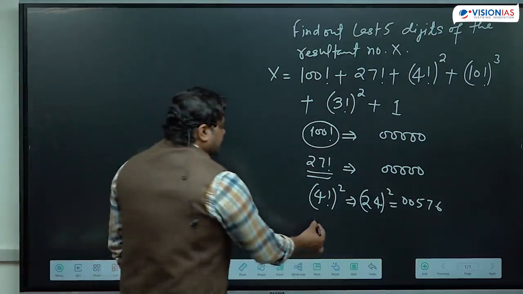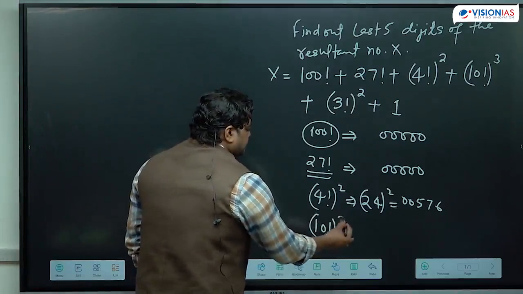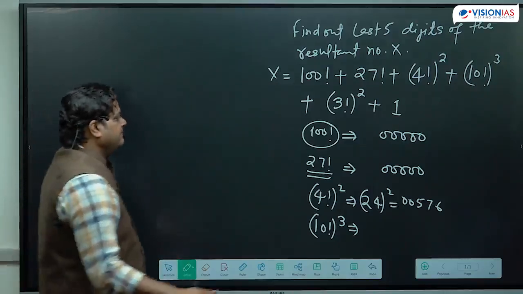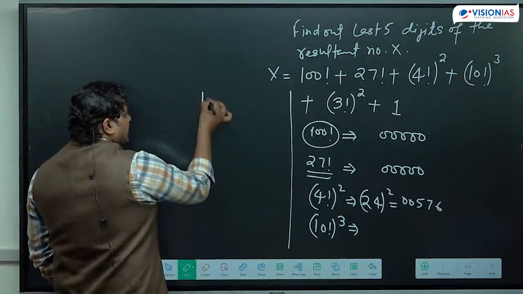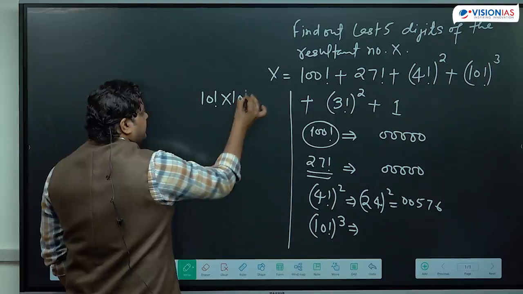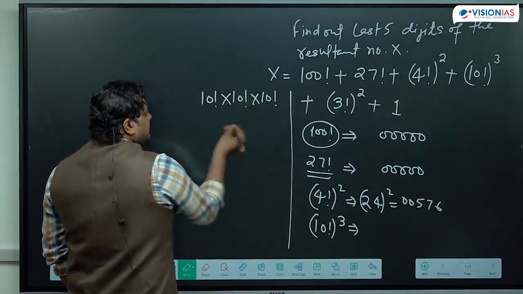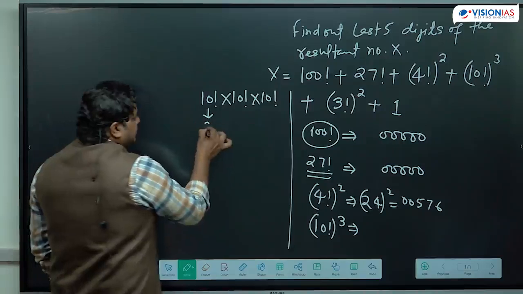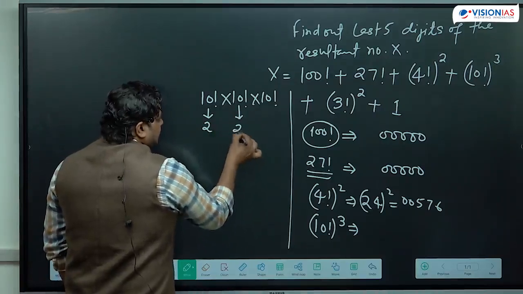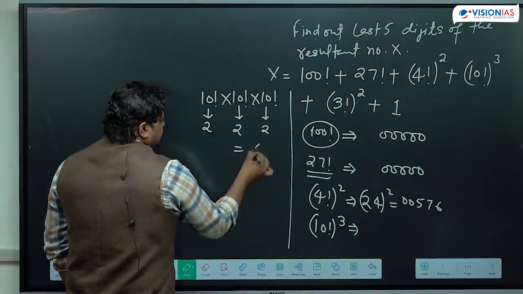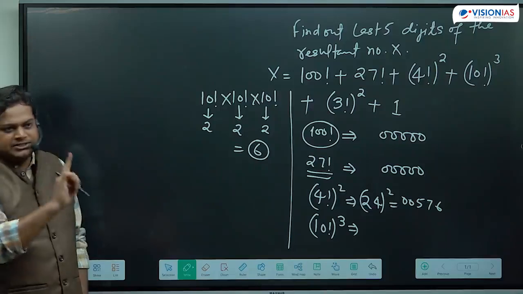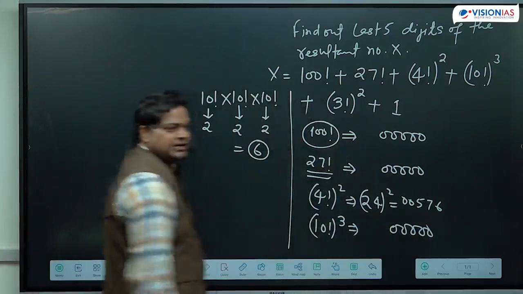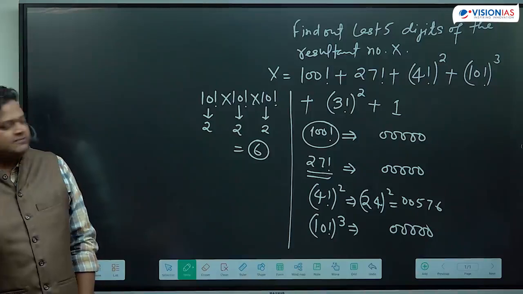Then we have 10 factorial cubed. Last 5 digits. 10 factorial cubed is basically 10 factorial into 10 factorial into 10 factorial. How many 5s are there in 10 factorial? 2. 2 fives. Again 2 in each 10 factorial, total 6 fives are there. That means 6 zeros will be there at the end. So the last 5 will be zeros only. Here also the last 5 zeros.